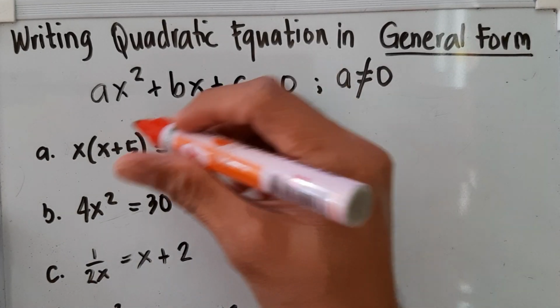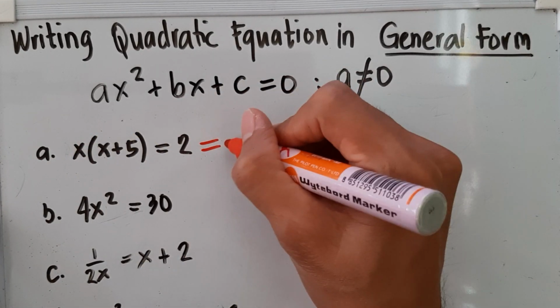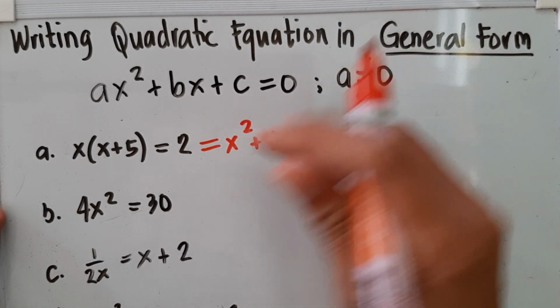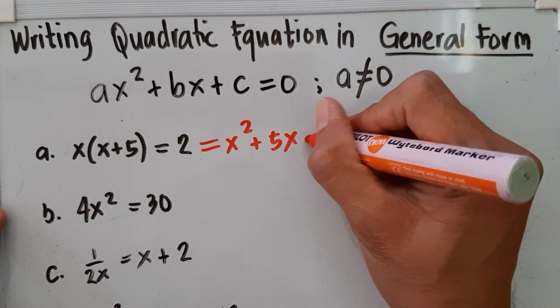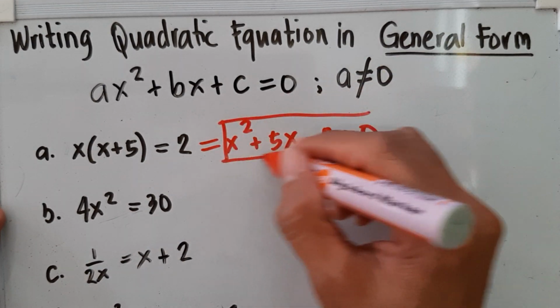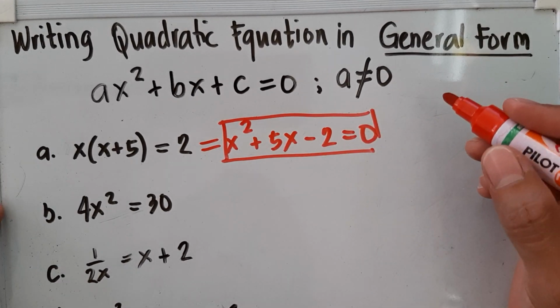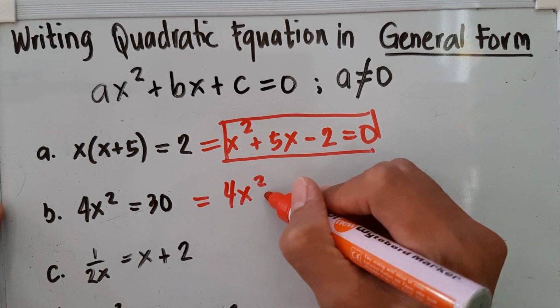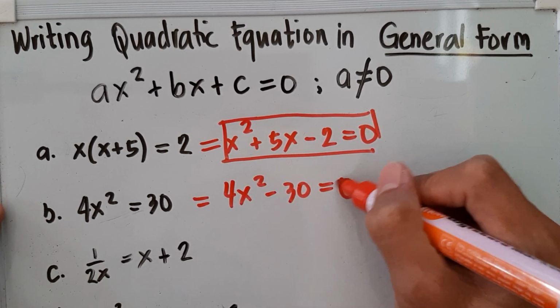Okay, so x times x, we have x squared. X times 5 plus 5x. And then 2 will be moving it to the left, so minus 2 equals 0. Okay, so this is the general form of this quadratic equation. And for this one, it's going to be 4x squared minus 30 equals 0.